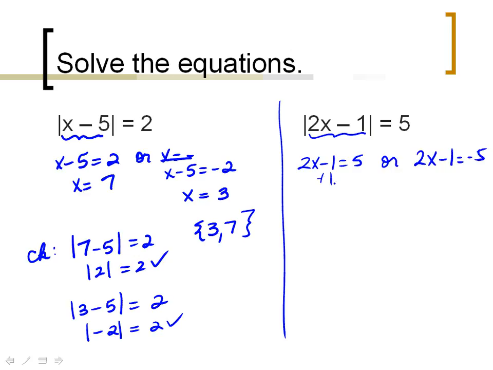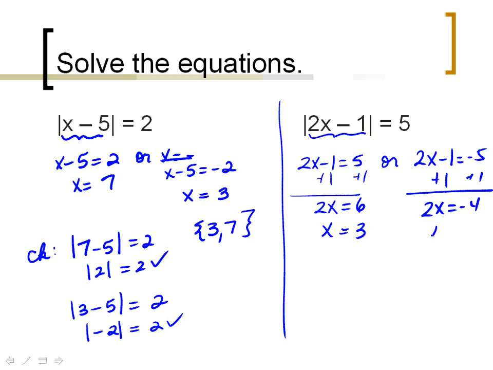So we're going to add 1 to both sides to get 2x is equal to 6. Dividing by 2, x is equal to 3. If we add 1 on the other equation, we get 2x is equal to negative 4. Dividing by 2 gives us negative 2. So our solutions are negative 2 and 3.